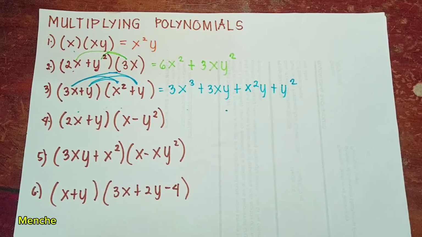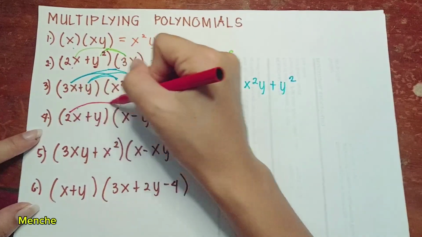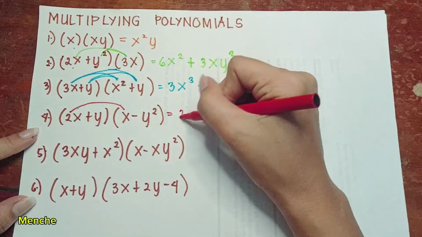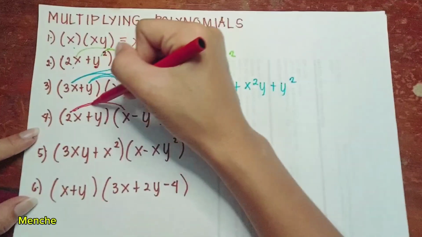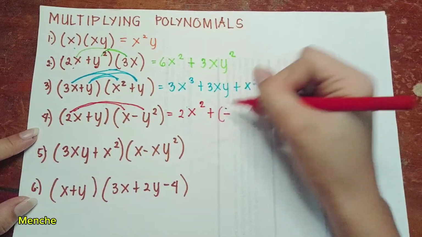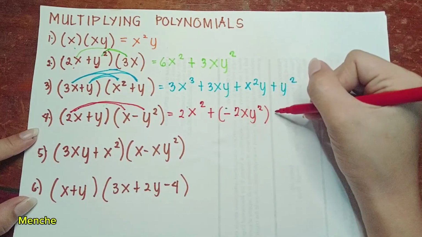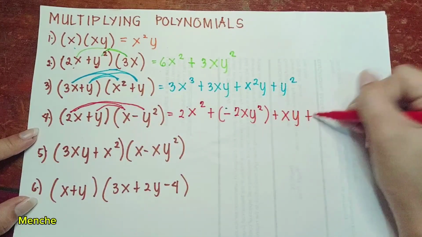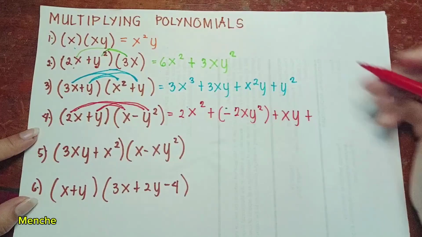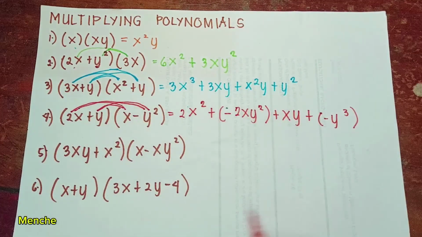Our fourth example is also two binomials, so let's answer this using the FOIL method. So first, 2x times x, that is 2x squared. And then outer, that is 2x times negative y squared, so that is negative 2xy squared. And then the inner, here we have x and y, so xy plus x times negative y squared, that is negative y cubed. We also don't have like terms, so that is now the final answer.